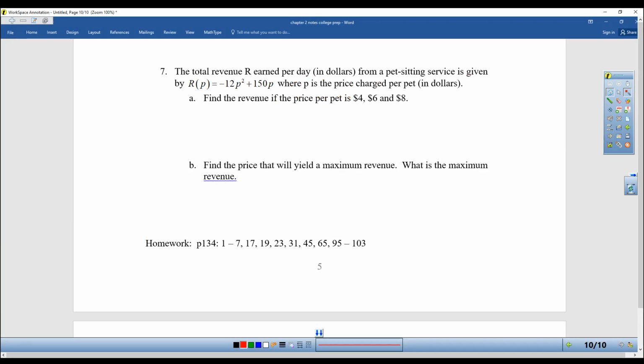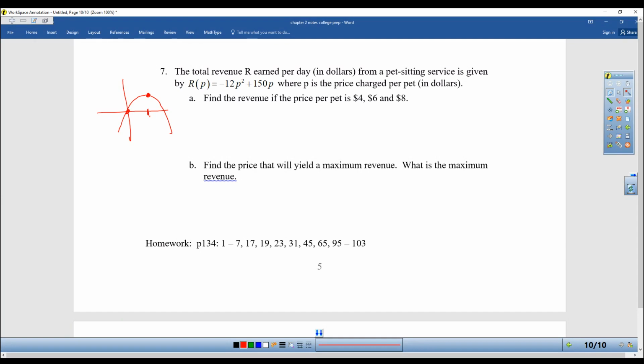Last one. The total revenue earned per day in dollars from a pet sitting service is given by this equation. It's a negative parabola, and it actually goes through zero. I don't know if you can tell, but if P is zero, then the revenue is zero, where P is the price per pet. So if they don't charge anything, they're not going to make any money. And then there's a certain sweet spot where they're charging a certain price and maximizing their revenue, but then it starts to go back down. Maybe they're charging a little too much, and so their revenue goes down because they don't get as many sales.